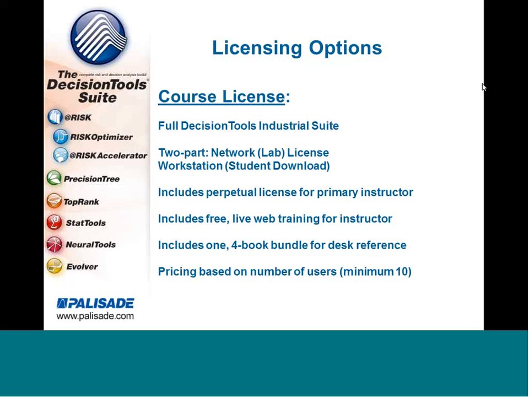Pricing is based on a number of users. It can be any number that you specify. The minimum number of users is 10 for course license pricing, and the package starts below $500. So it's one of the most attractive ways to get the software into the classroom, on your personal machines, and to your students.